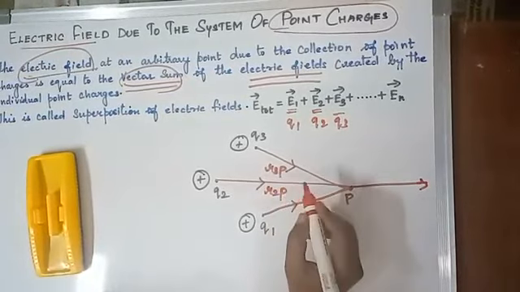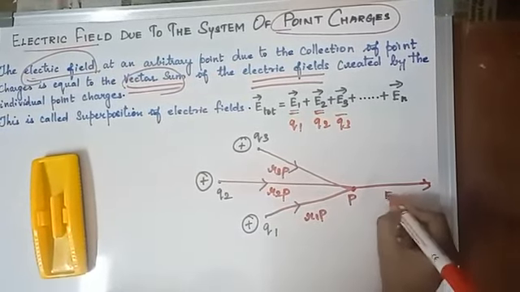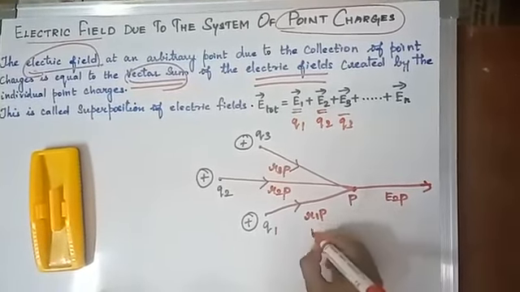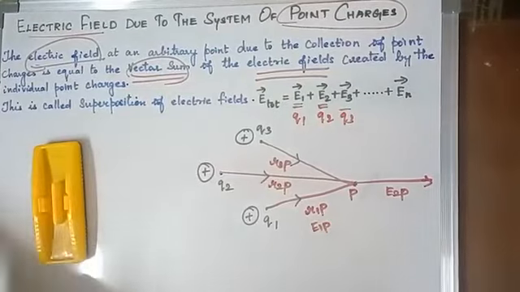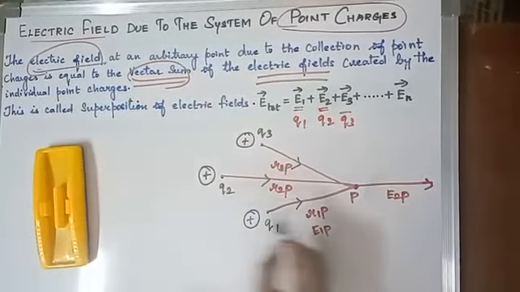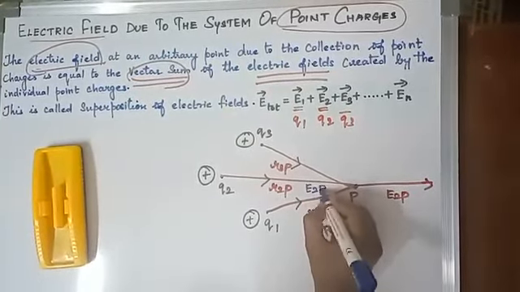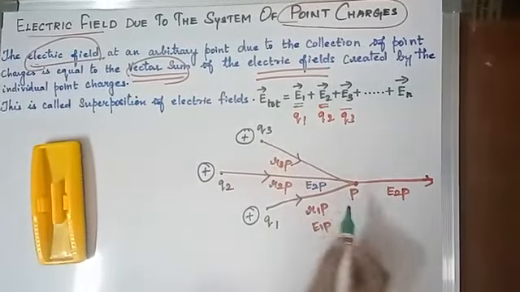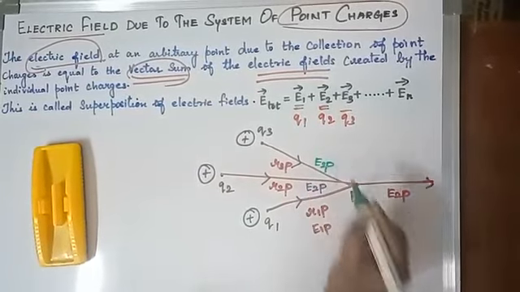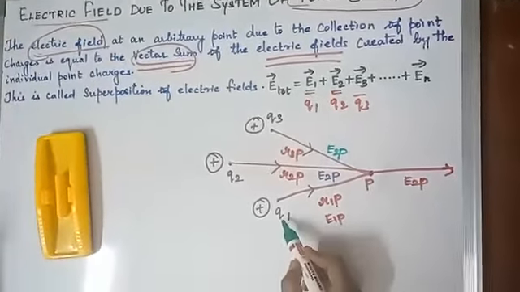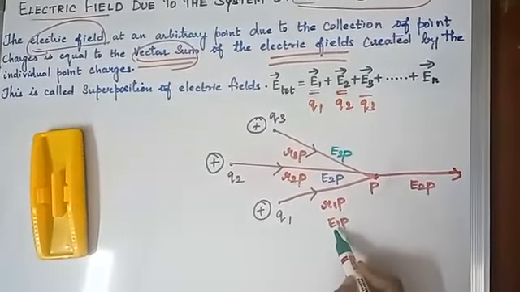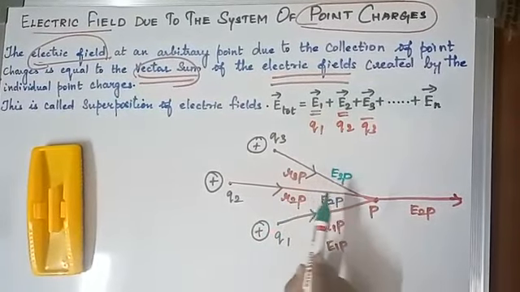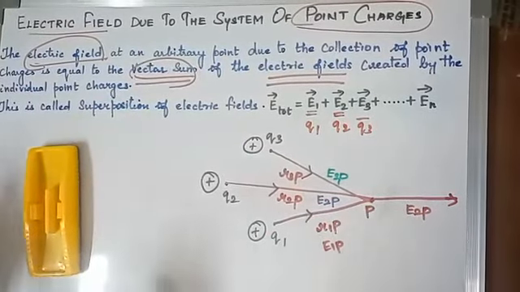The electric field exerted by Q1 at P is E1P, the electric field exerted by Q2 at P is E2P, and the electric field exerted by Q3 at P is E3P. Now I am going to extend the lines of these electric fields.